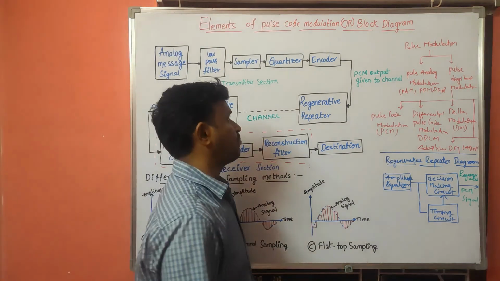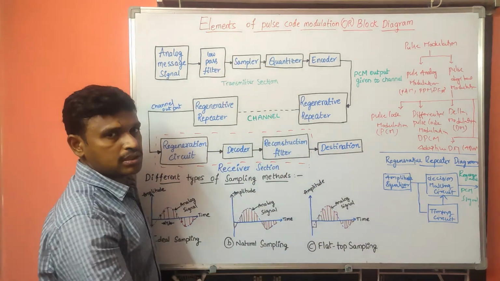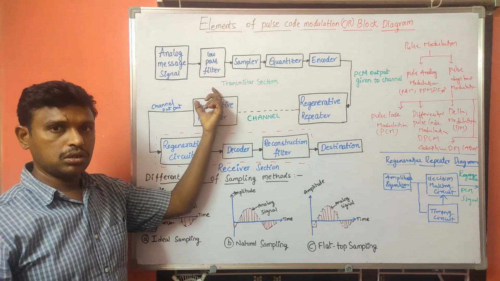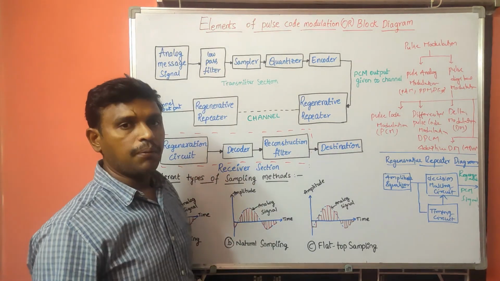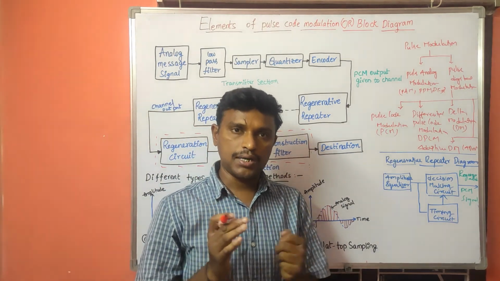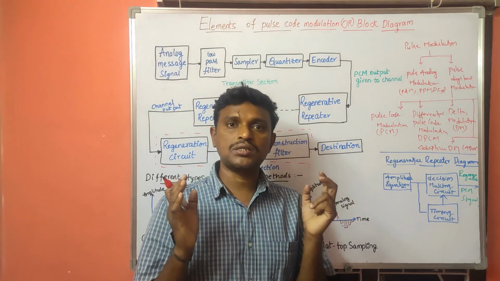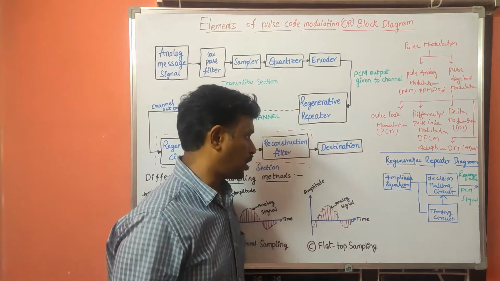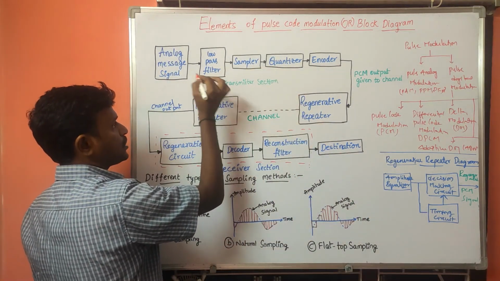Out of that, I am taking pulse code modulation and I am going to discuss the block diagram of pulse code modulation. Pulse code modulation basically consists of three sections, three parts. One is the transmitter section, the second is the transmission part, and the third is the receiver section.